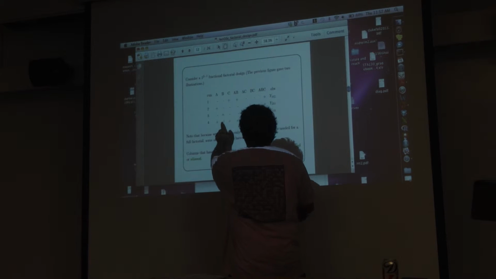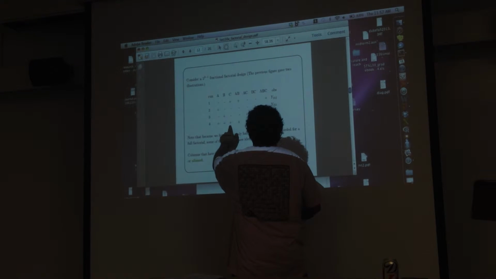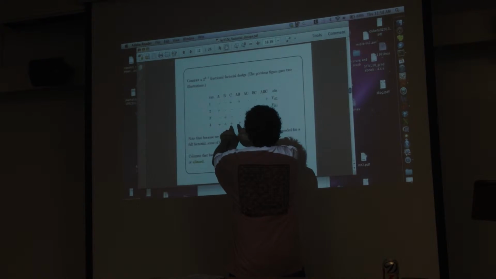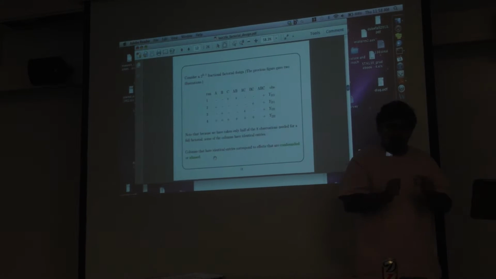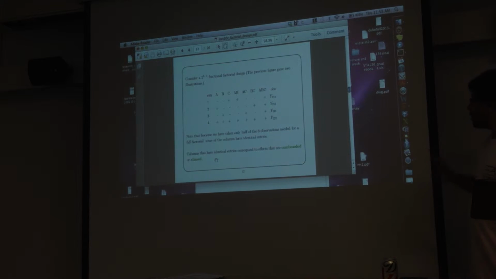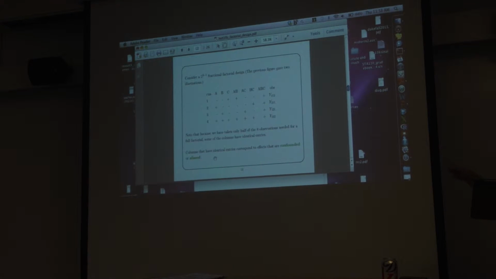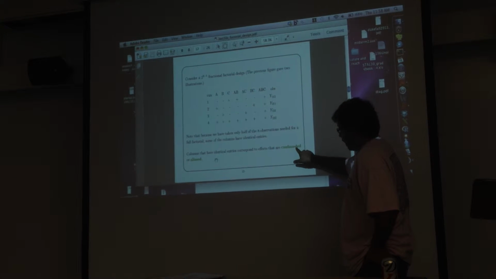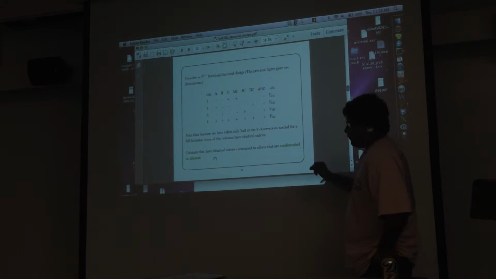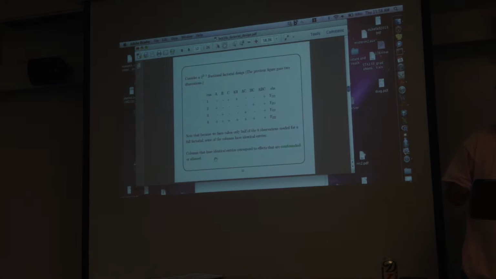Now there's a confound between what else? C? No. Yeah, C and what? And C and AB. There's a confound between C and AB, okay? So you guys are all good by that, okay? I think we just said this. Columns that have identical entries correspond to effects that are confounded or aliased, okay?